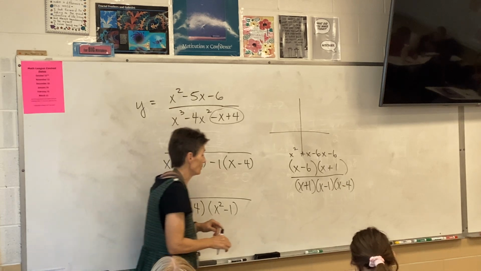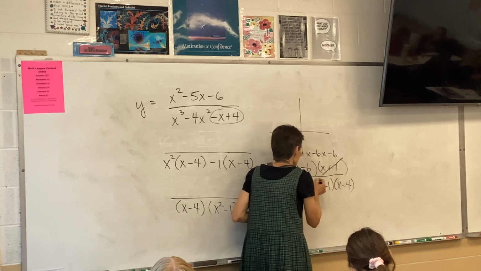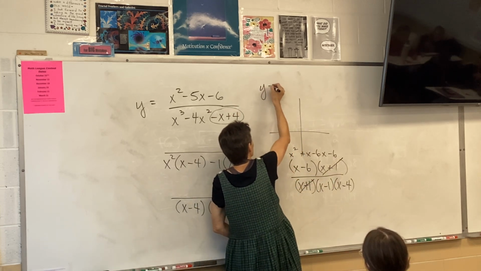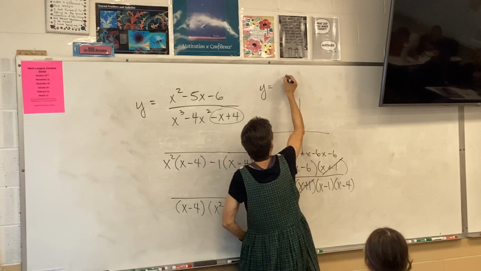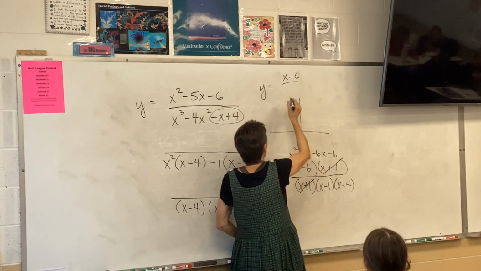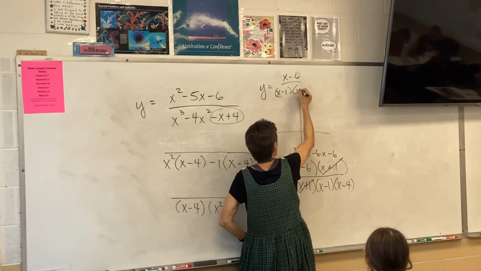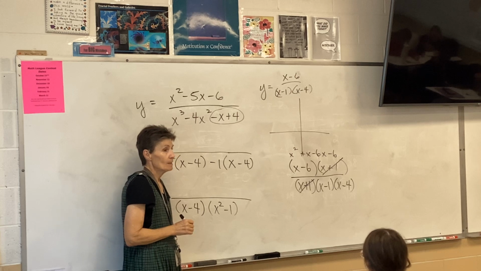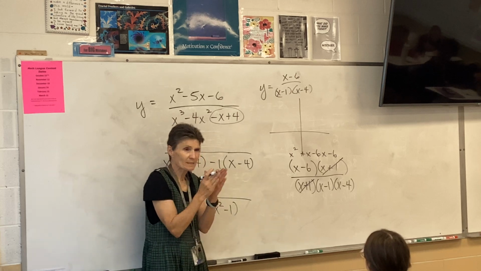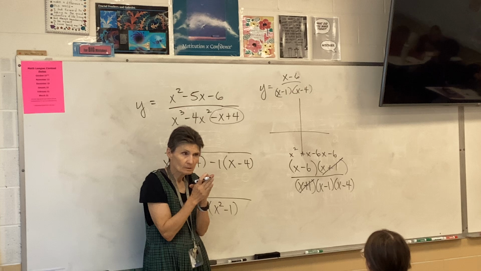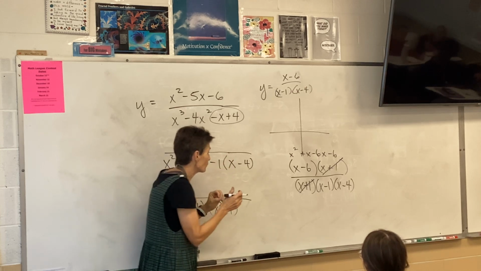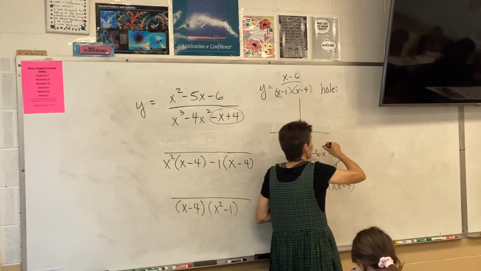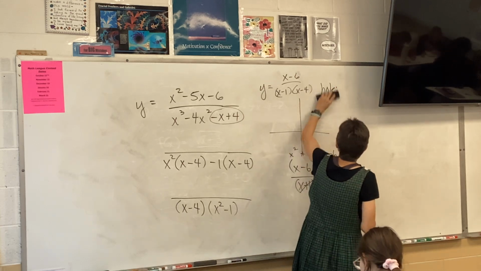We can cancel. Now, this is a big, big, big idea, but before we talk about it, I'm going to write down what's left. When I cancel that out, I've got x minus 6 over x minus 1, x minus 4. Everybody okay with that? Now, what does it mean when something cancels out? It means you have a hole in your graph. And the hole is a point.